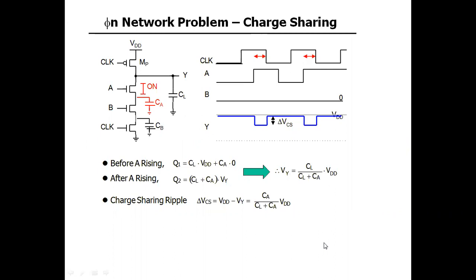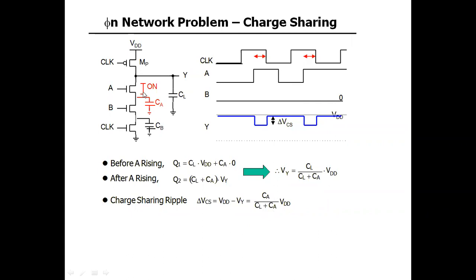Now this charge sharing ripple is the new concept. How to calculate this charge sharing ripple? Delta VCS is equal to VDD minus VY, which is equal to CA divided by CL plus CA into VDD. So by the same equation, what is this CA upon CL plus CA?